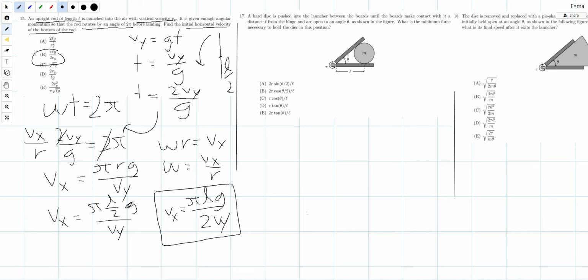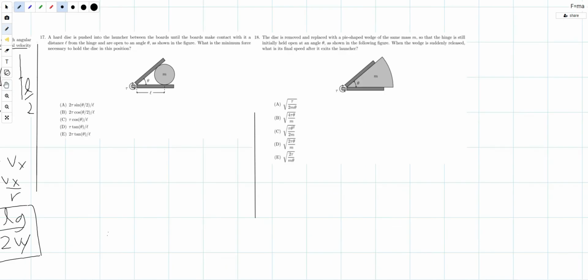So, on to the next problem. A hard disk is pushed into a launcher between the boards until the boards make contact with it, distance L from the hinges, and are open to an angle theta as shown in the figure. What is the minimum force necessary to hold the disk in position?